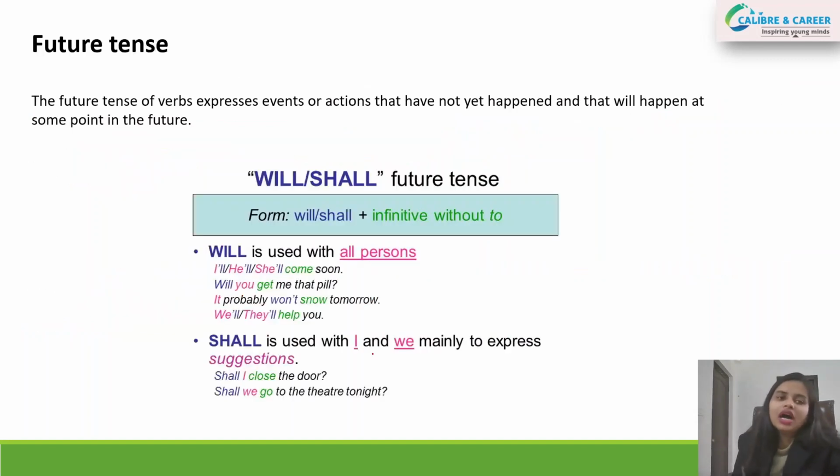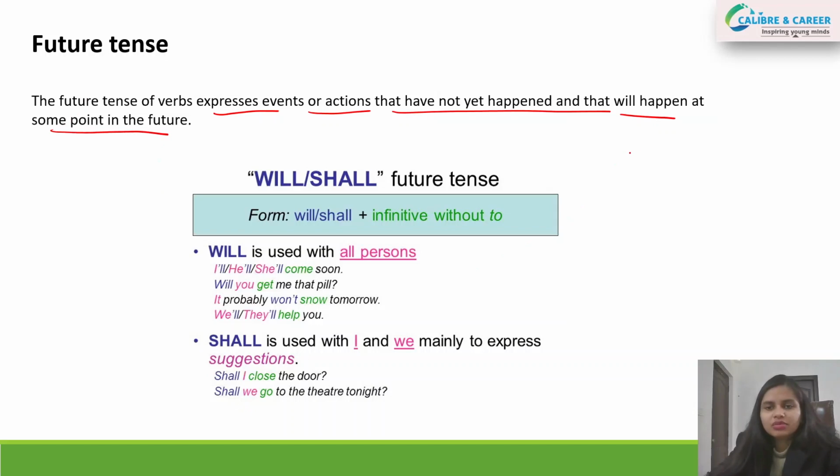Now let's move to our future tense. What is the meaning of future tense? Something that you are telling about your future, something that might happen in your future. So the future tense of a verb expresses events or actions that have not yet happened and that will happen at some point in the future.